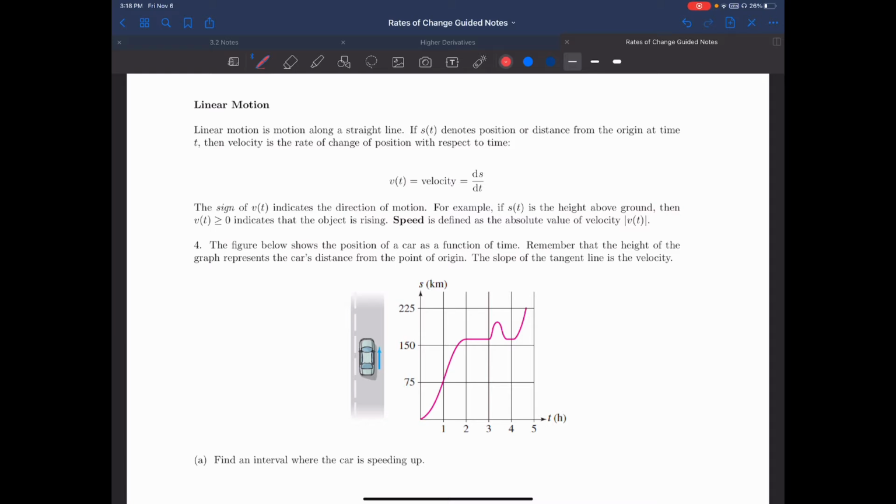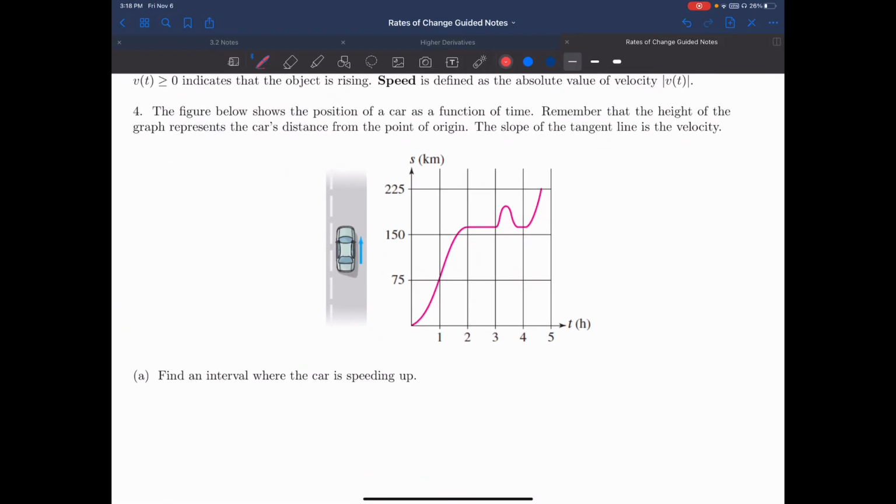So here we have a problem. This is the position of a car as a function of time. The height of the graph represents the car's distance from the point of origin. The slope of the tangent line is the velocity. This is the first time we've really worked with this type of problem, so let's answer these questions. First one is: find an interval where the car is speeding up.